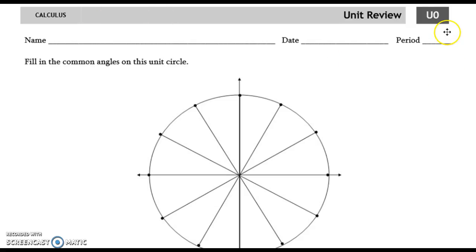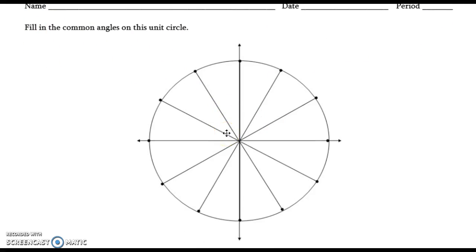Hello students, this is a unit review for Unit 0 in the first, or I guess the 0th unit of calculus. I'm going to take a look at some of the questions that are on the reference sheet and try to walk you through it. First, I want to talk about the unit circle, and I know that we've talked about the unit circle several times in class.